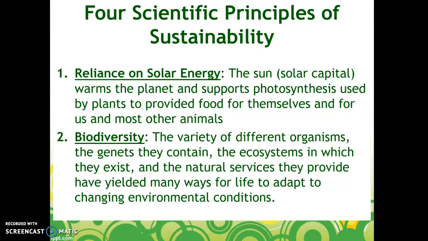Biodiversity is where the variety of different organisms, the genes they contain, the ecosystems in which they exist, and the natural services they provide have yielded many ways for life to adapt to changing environmental conditions.